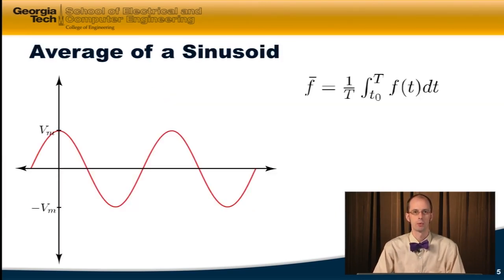So to motivate this, first we'll look at a sinusoid. Suppose that we want to know the average voltage of this sinusoid. Well, to calculate the average, we just use this equation right here, where the average value is equal to 1 over a period, since this is a periodic function. So the width of a period, and then we integrate over one period of the function.